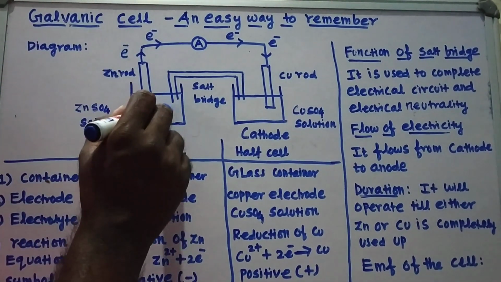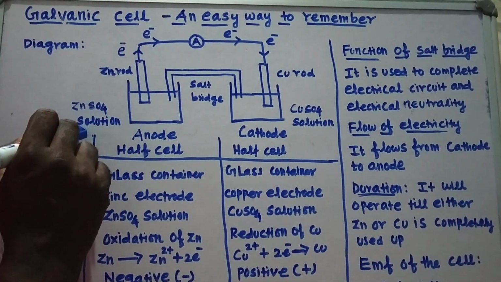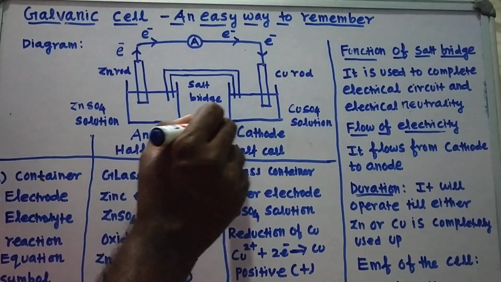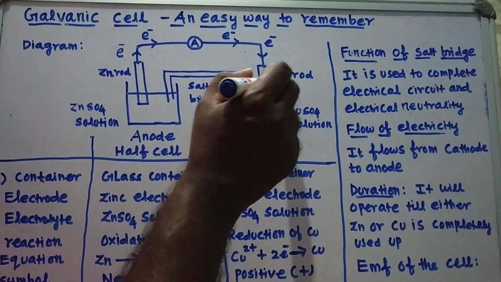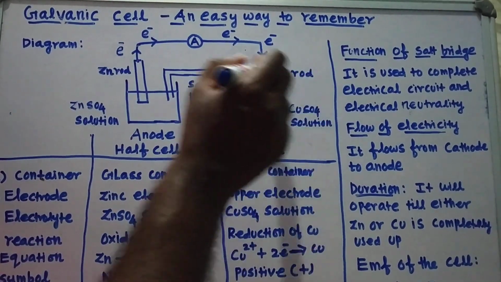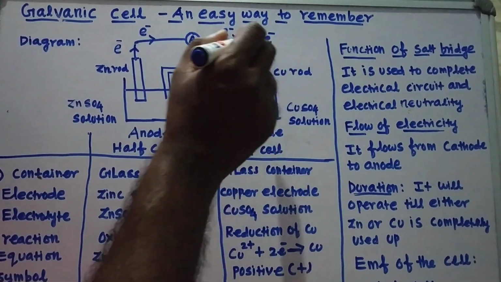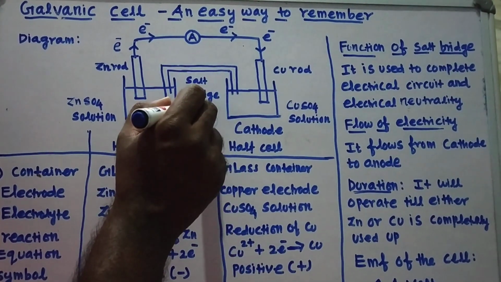It contains two glass containers. In one glass container, zinc sulfate solution is taken, in which a zinc rod is immersed. In the other glass container, copper sulfate solution is taken, in which a copper rod is immersed. The zinc rod and copper rod are externally connected by a wire. Then these two are also connected by a salt bridge.